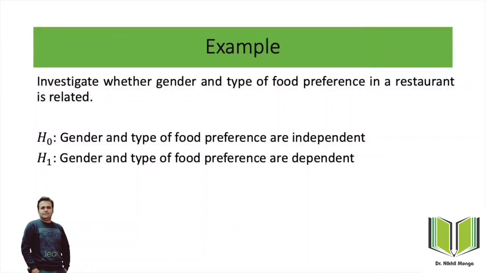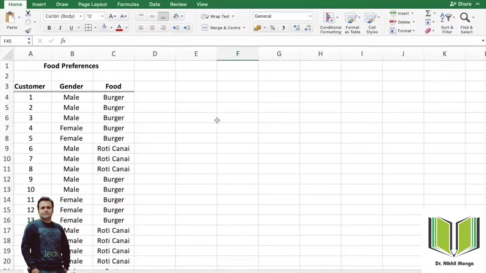Now there is an example to investigate whether gender and the type of food preference in a restaurant are related. Our null hypothesis is that gender and the type of food preference are independent, meaning there is no relationship between them. In the alternate hypothesis, gender and the type of food preference are dependent. We will check the hypothesis with the help of the chi-square test. Now I'll show you the hypothetical data for the type of food preference.